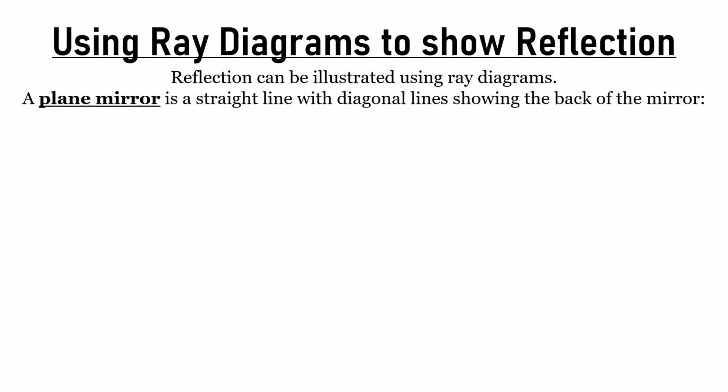So let's go through step by step how we use a ray diagram to show how reflection occurs. The first thing you need to know is the symbol for a mirror is a straight line with diagonal lines showing the back of the mirror. This is called a plane mirror because it is a flat, reflective, shiny surface. That image there is the symbol for a mirror.